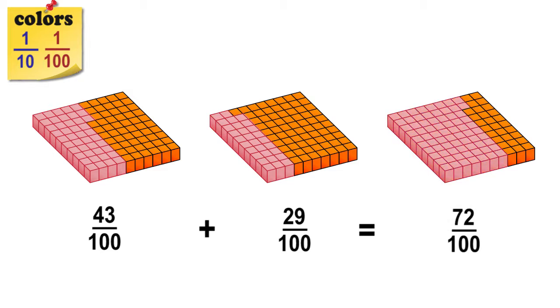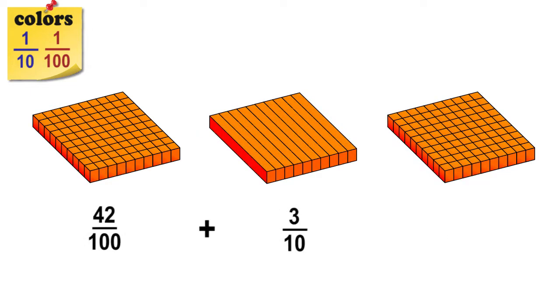Let's look at a question that asks us to add a tenth and a hundredth together. 42 hundredths added to 3 tenths. Let's begin by shading a model of each fraction. 42 hundredths is represented in red, while 3 tenths is represented in blue. Next, we can take each representation and copy it onto the sum grid. First, we will shade the 4 columns of red, then 3 columns of blue, then 2 additional squares in red.